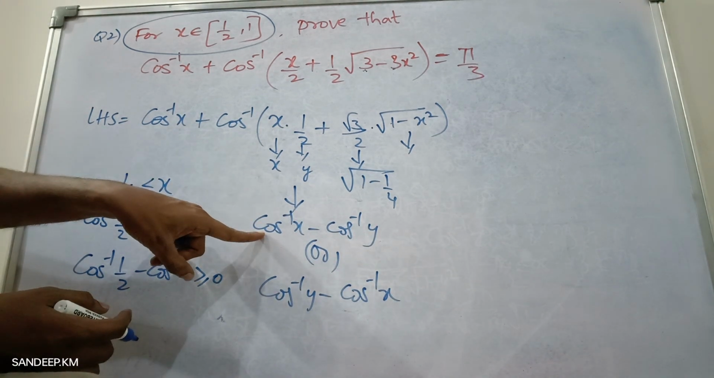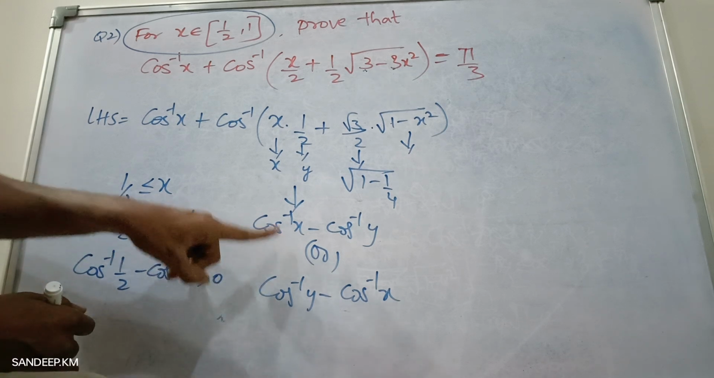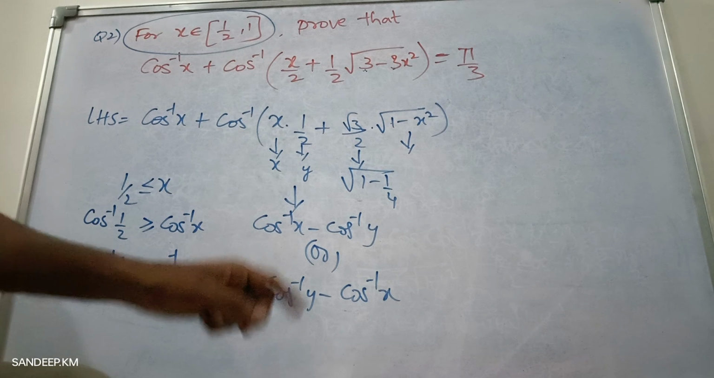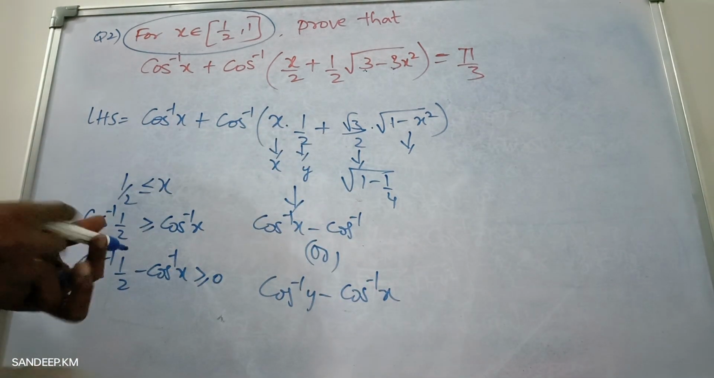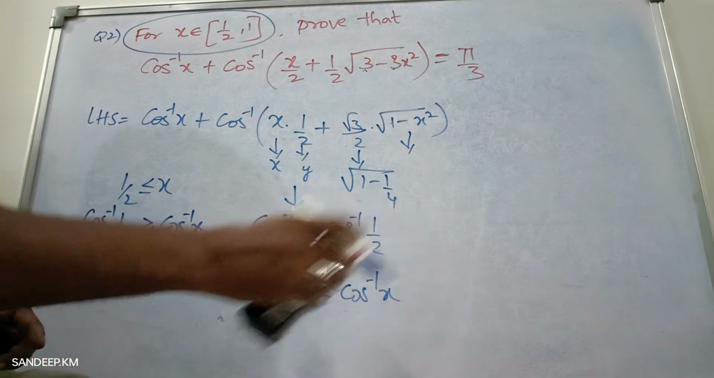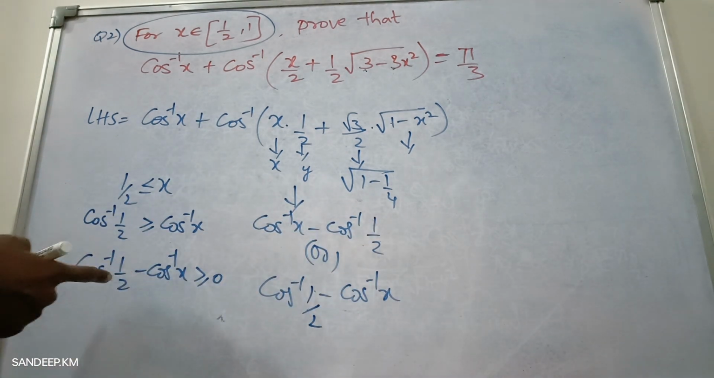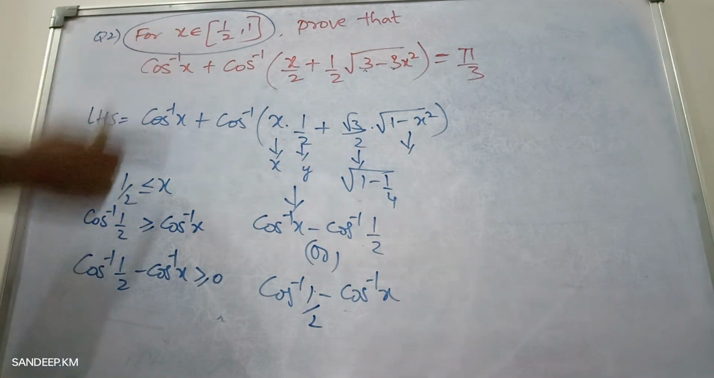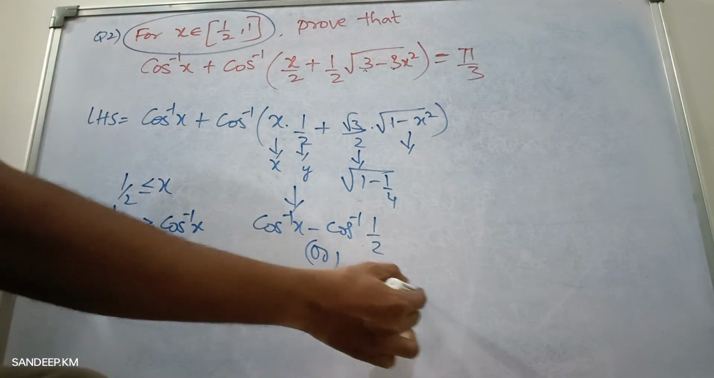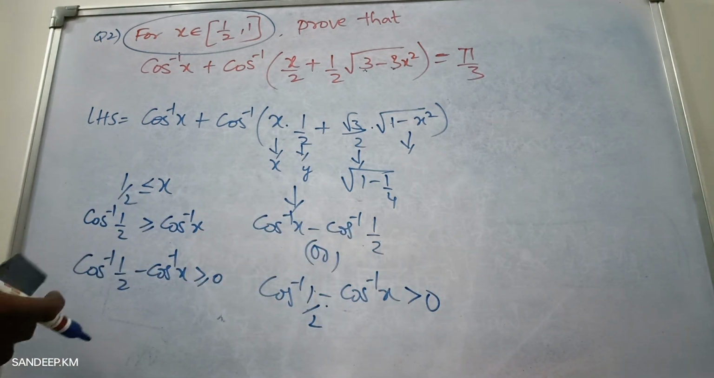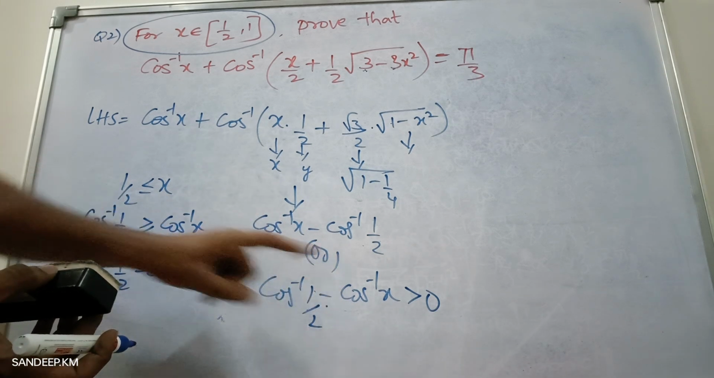If this is a positive value, then this is correct. Now in these two, which is the positive value? So what is that y value here in this question? Y value is 1 by 2. So which one is positive, dear students, according to our condition? Cos inverse 1 by 2 minus cos inverse x. This is positive. What is the meaning of it? Then this must be written as cos inverse 1 by 2 minus cos inverse x.